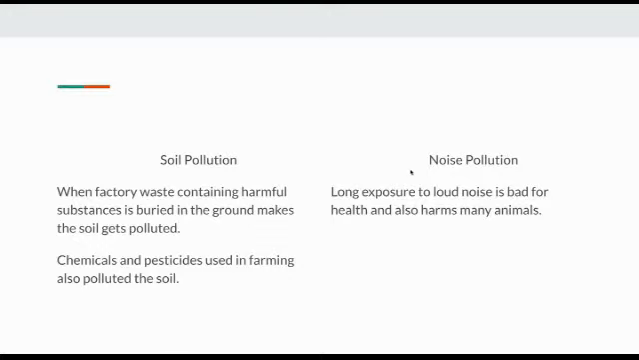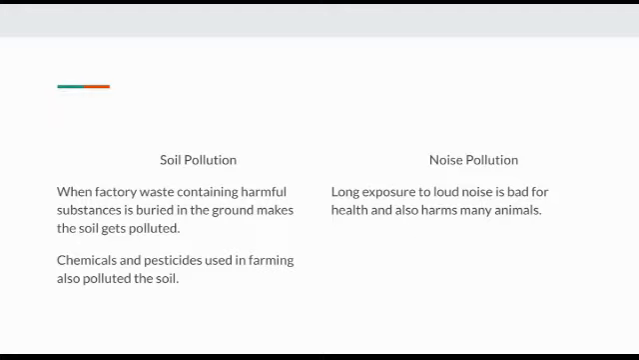And the next one is noise pollution. How does noise become pollution? When we hear the noise of vehicles, the big exposure to this loud noise is harmful to our ears itself. So this is also a type of pollution, noise pollution. Long exposure to loud noise is bad for health and also harms many animals. It is not only for us, it also harms animals.